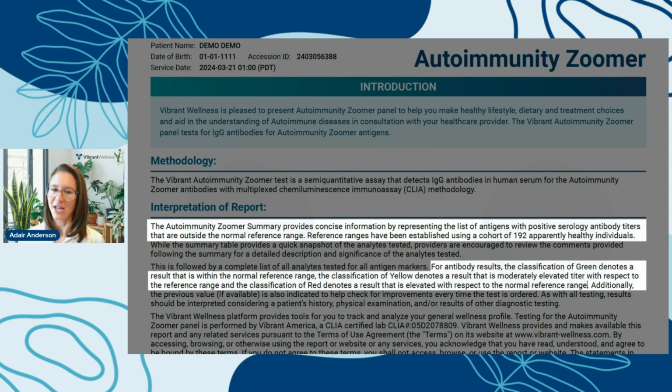Specifically, the classification of green denotes a result that is within the normal reference range. The classification of yellow denotes a result that is moderately elevated with respect to the reference range. And the classification of red denotes a result that is elevated with respect to the normal reference range.